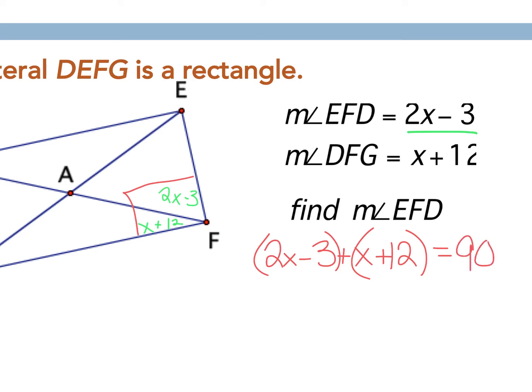All right, so now 2x plus x is 3x. Negative 3 plus 12 is a plus 9. This is going to equal 90.